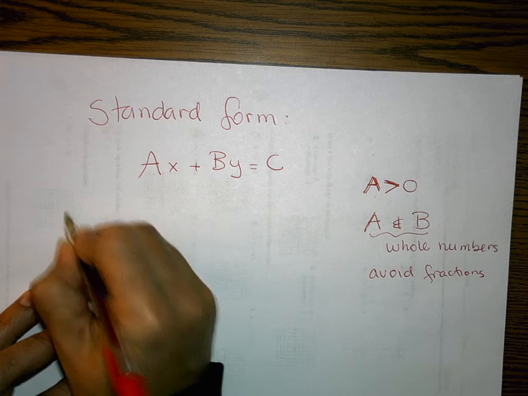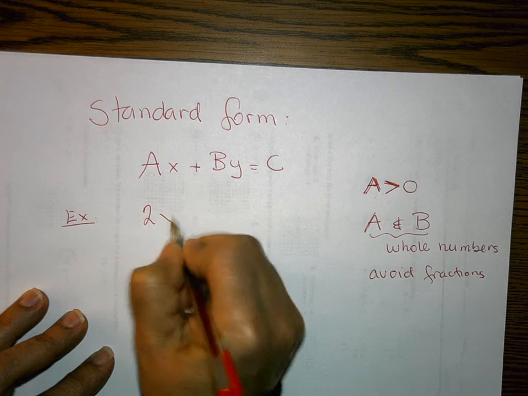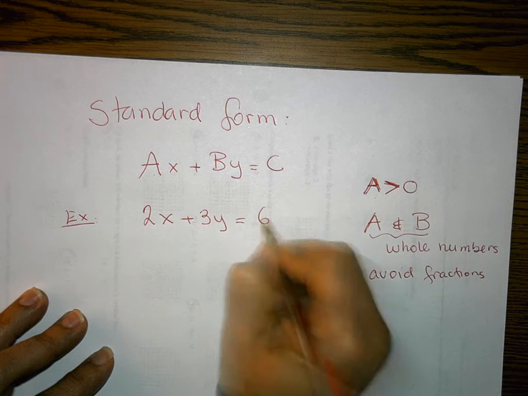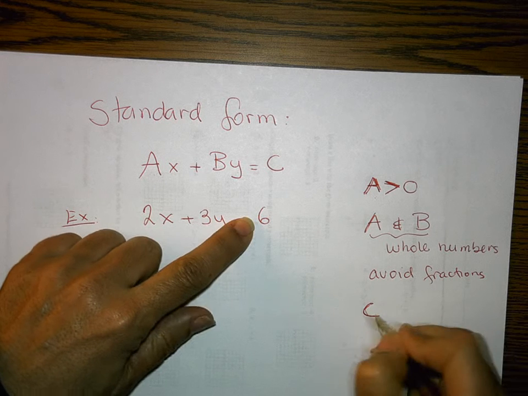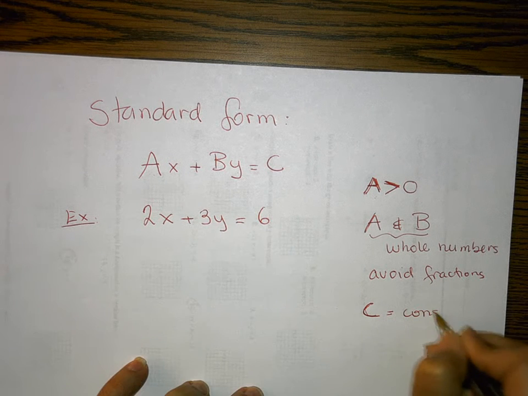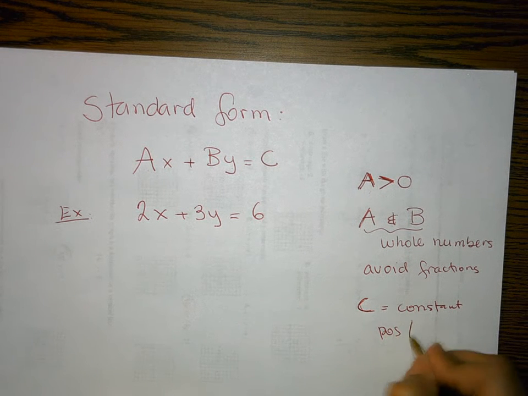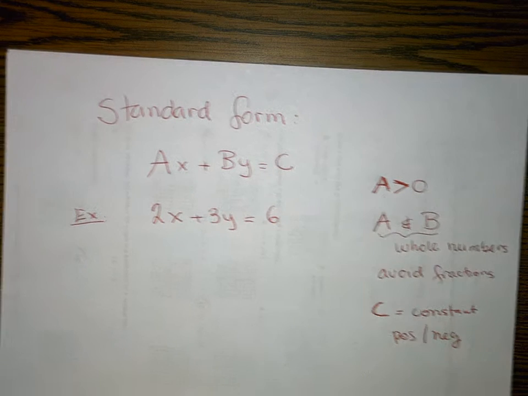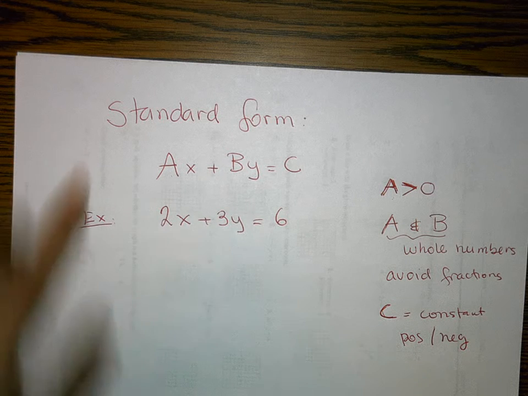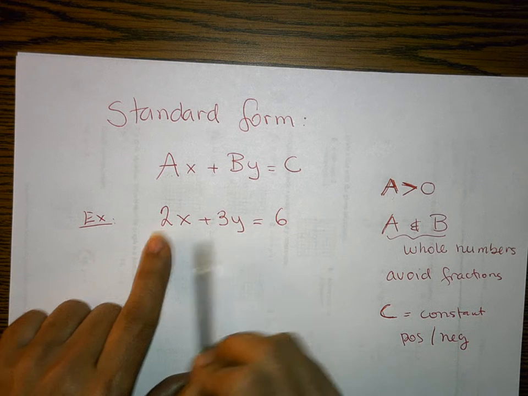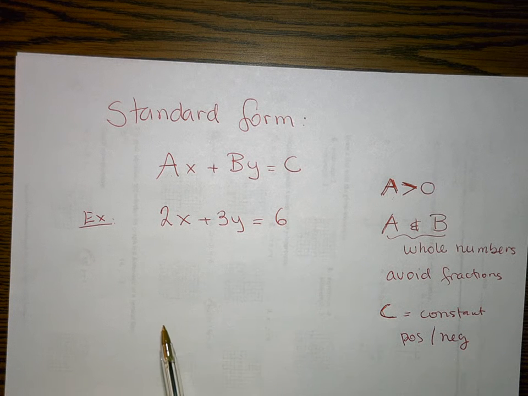Here are a few examples just to introduce the values. I could have 2x plus 3y equals 6. The letter c stands for a constant. This constant value can be positive and it can also be negative. It really doesn't matter, but it will always be a constant. One characteristic of the standard form is that the x and y terms are on the left side of the equal sign, and on the right side the only thing you have is the constant.